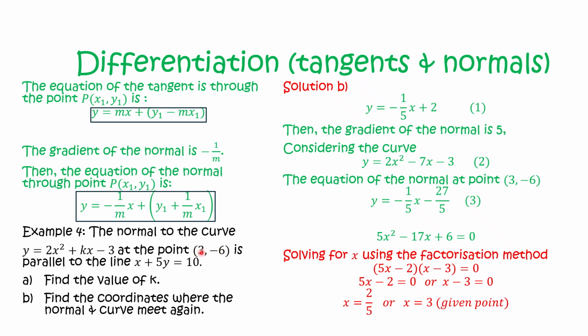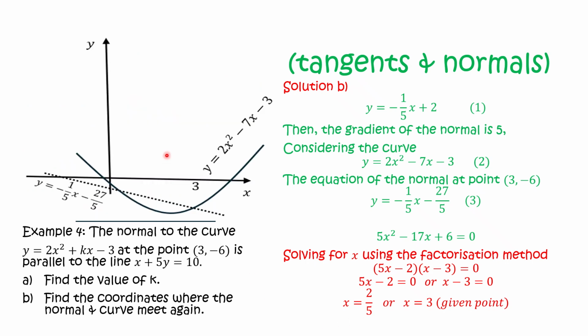Now I know that one of the points was a given point. The x = 3 is a coordinate of a point that was given. So I wouldn't worry about it because I know that it's going to give me a y coordinate of -6, since it was given already. Now I focus on the first term, x = 2/5.